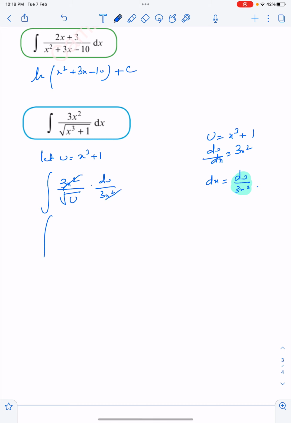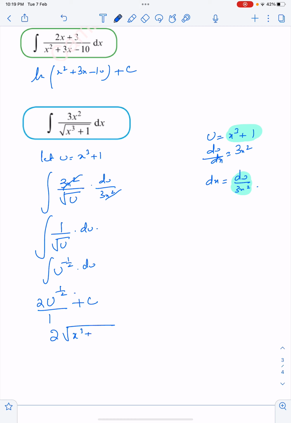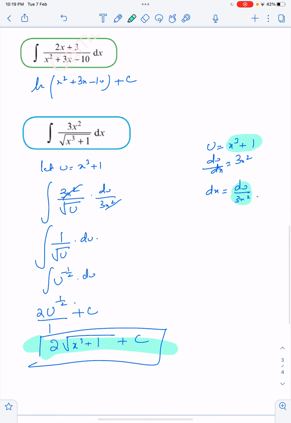This will cancel out and you're left with integrating 1 upon root u dot du. Root u can be written as u to the power negative half if you change into index form. Now let's start with the integration process. U to the power negative half, so negative half plus 1 is half, divided by half, meaning multiplied by 2 upon 1, plus c. In place of u, you have to revert back to the substitution. u was x cubed + 1. I'm going to write 2 square root of (x cubed + 1) plus c as my final answer to this question. Okay, moving on to the next question.